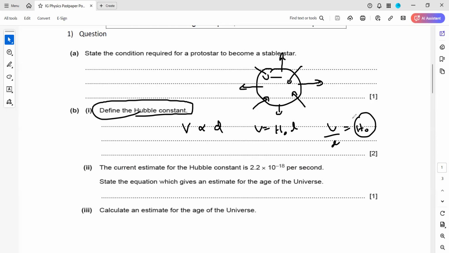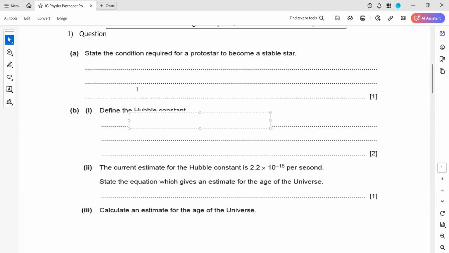Yeah, recession. Then I was searching on Google, nothing was coming. Define the Hubble constant. It's a ratio between the speed and the distance of a galaxy. 1 mark is for speed, 1 mark is for distance of a galaxy. But mention recession speed, or the speed at which the galaxy is moving away.